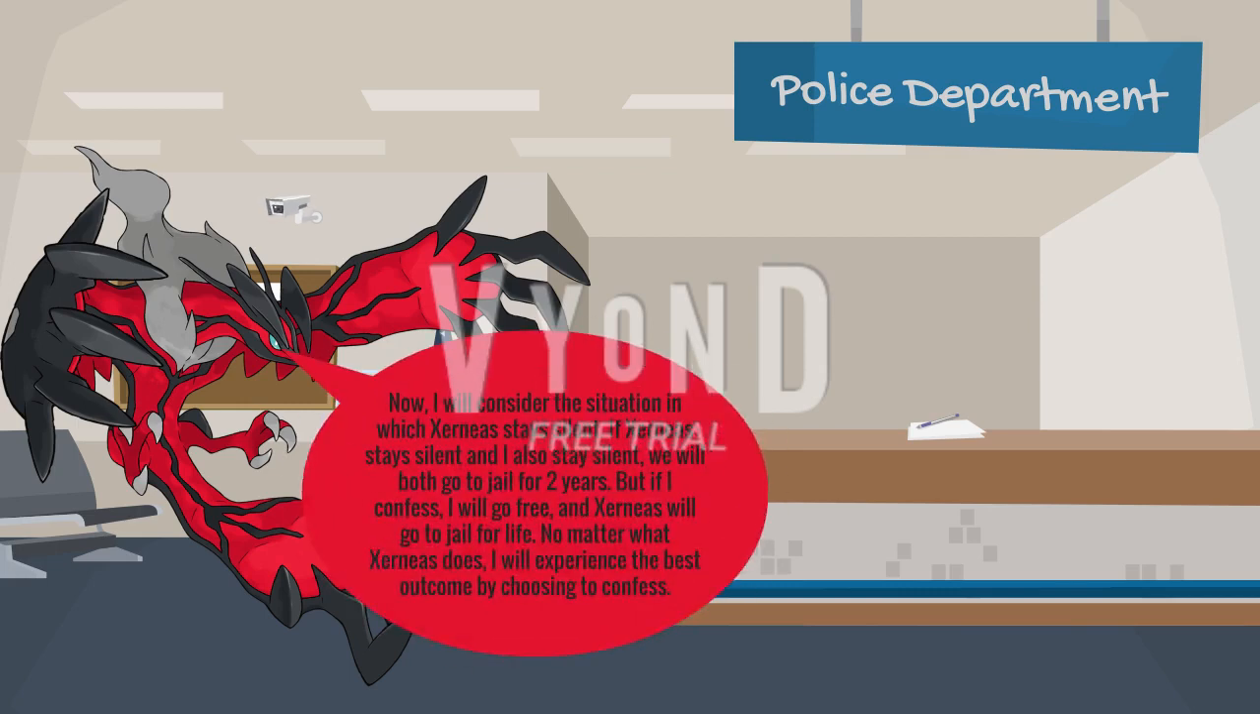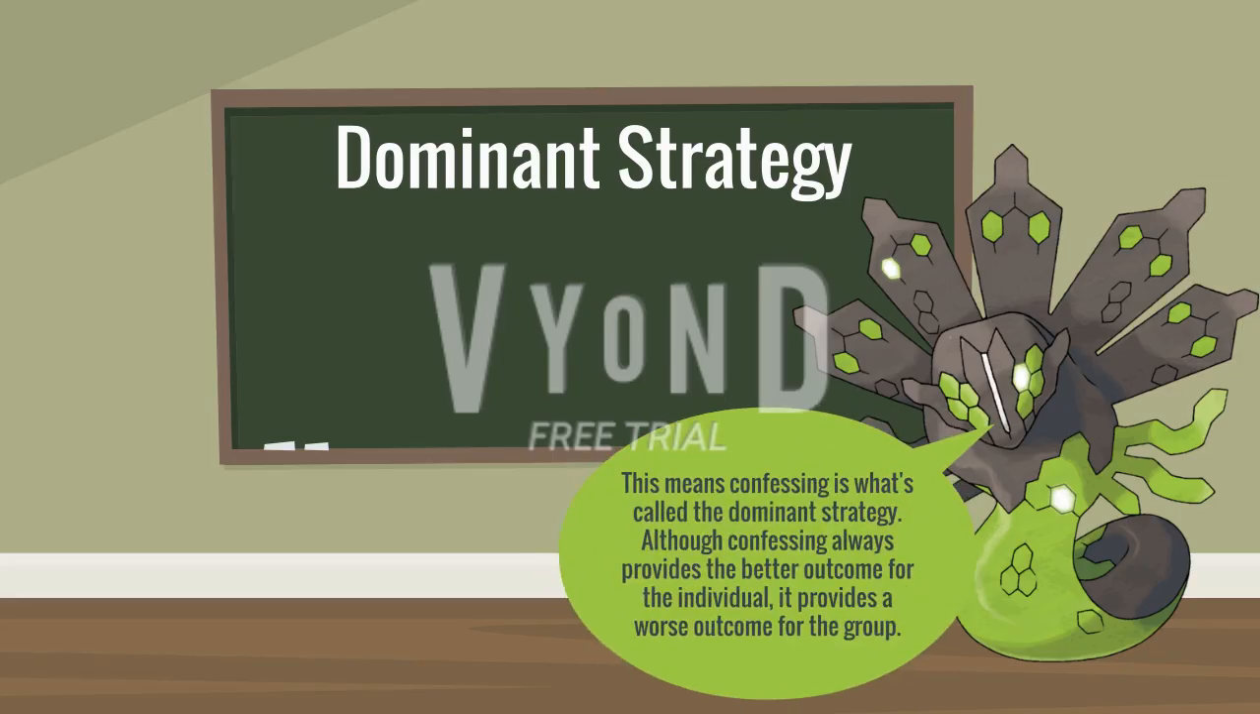Therefore, if she confesses, I should confess. Now, I will consider the situation in which Xerneas stays silent. If Xerneas stays silent and I also stay silent, we will both go to jail for 2 years. But if I confess, I will go free, and Xerneas will go to jail for life. No matter what Xerneas does, I will experience the best outcome by choosing to confess. This means confessing is what's called the dominant strategy.